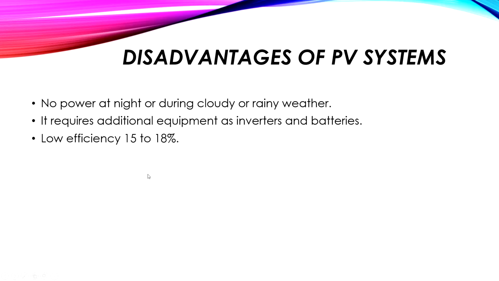The PV system actually has a 15 to 18% efficiency, or a low efficiency. This means that we can only benefit from a maximum of 18% of the radiation of the sun.